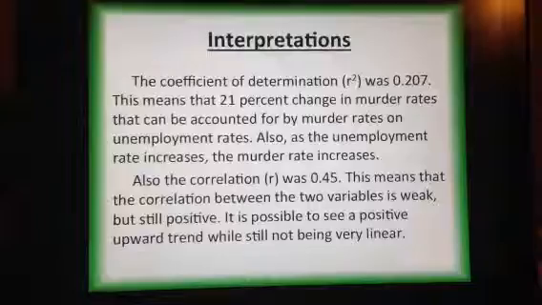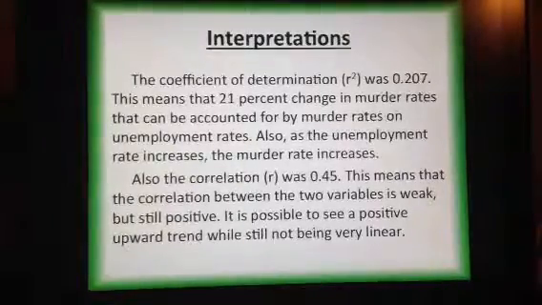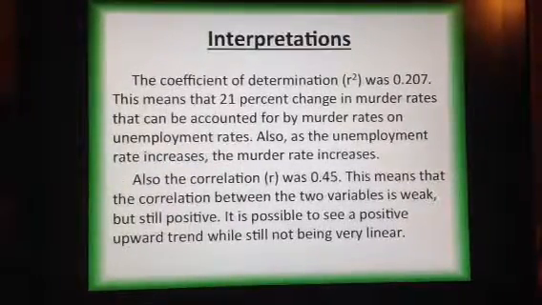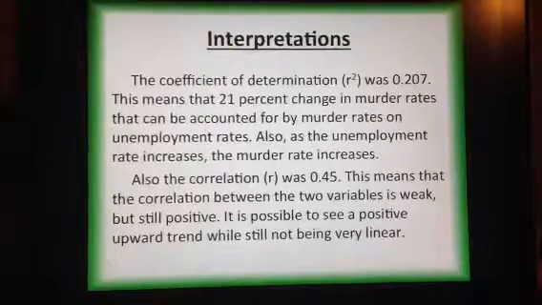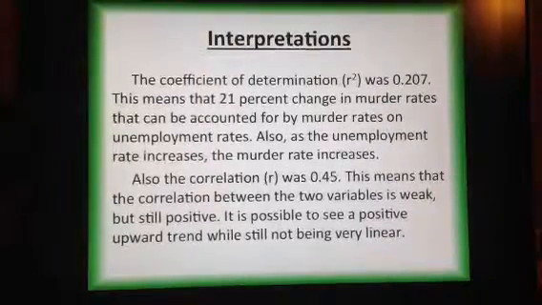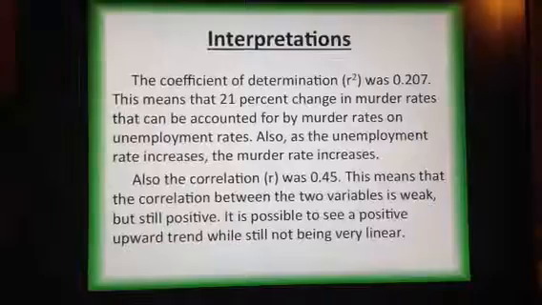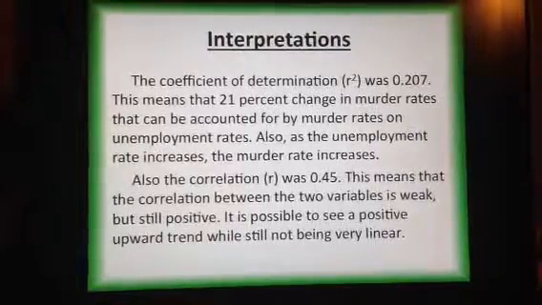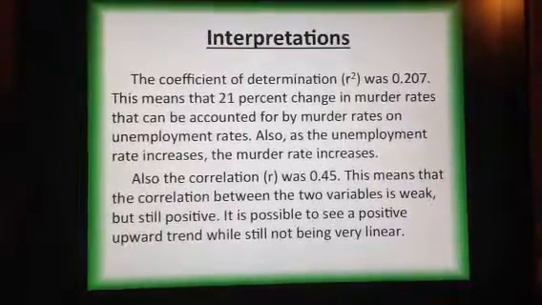Interpretations: the coefficient of determination, or r squared, was 0.207, and this means that 21% of the change in murder rates can be accounted for by unemployment rates. Also, as the unemployment rate increases, the murder rate also increases.